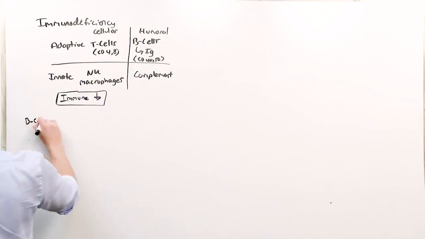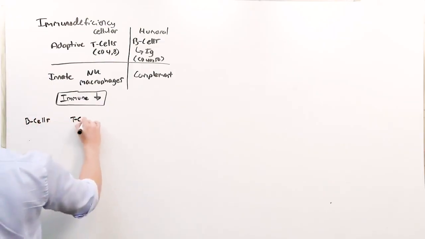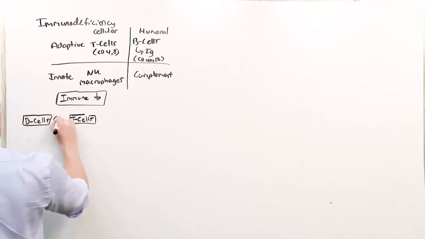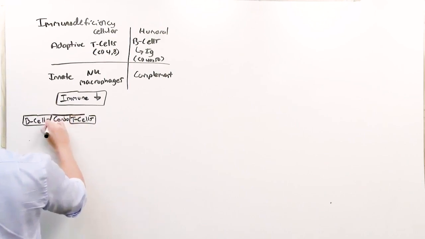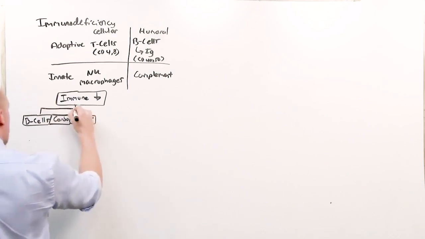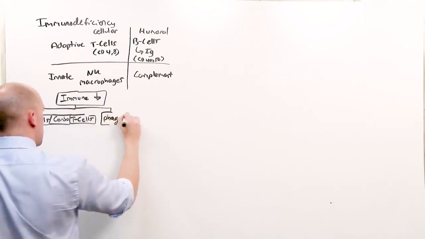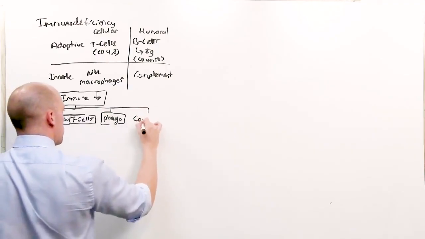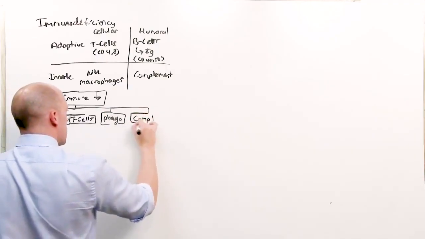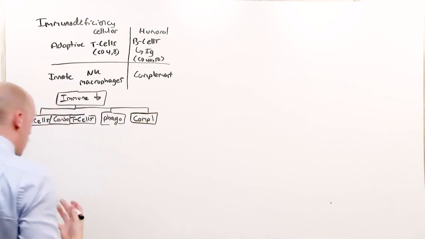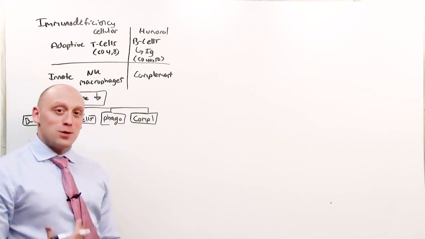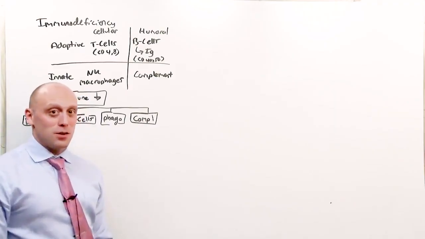It could be B cells, T cells, or a combination. It could be a problem with phagocytosis, or it could be a problem with complement. And this is why I said it's probably not worth the squeeze, because as you're going to be able to see, there's a lot of stuff you have to know.